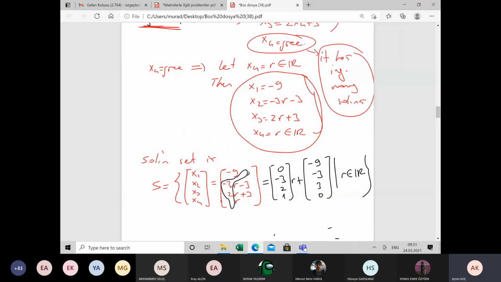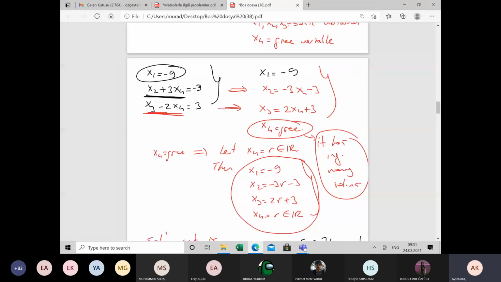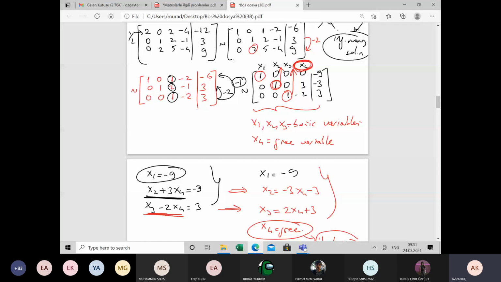But be careful: look at the leading one and solve for the corresponding unknown. No leading one means that variable is a free variable. So a free variable means infinitely many solutions. It's okay.